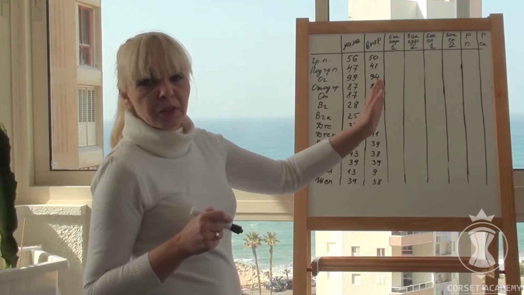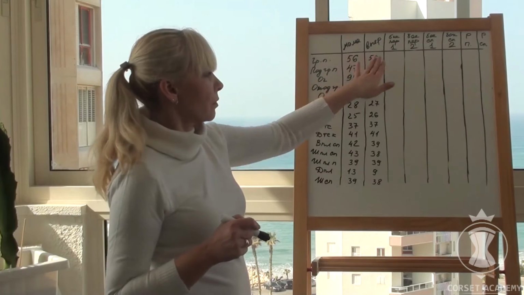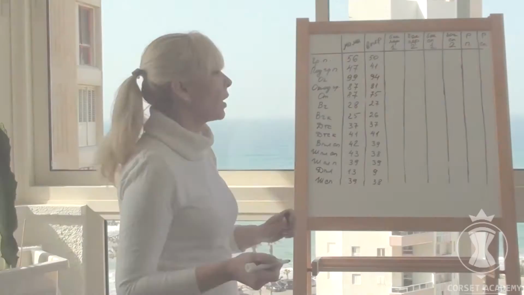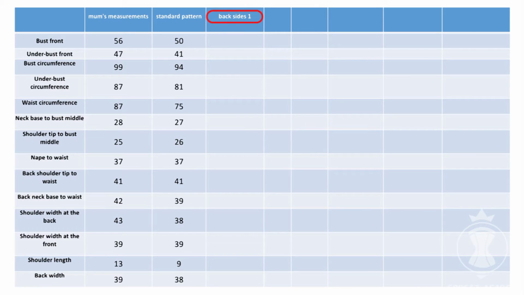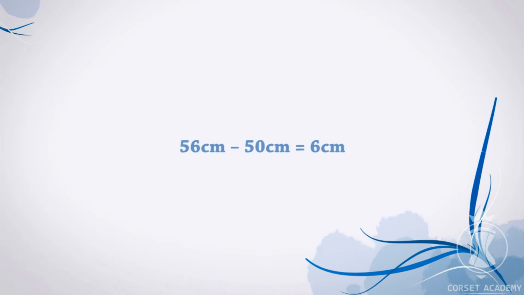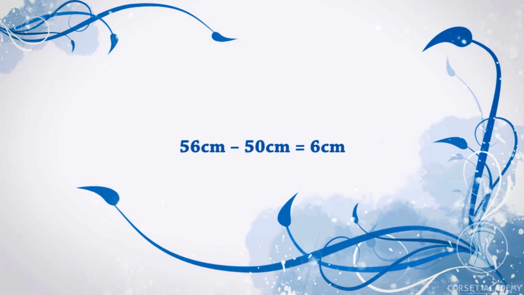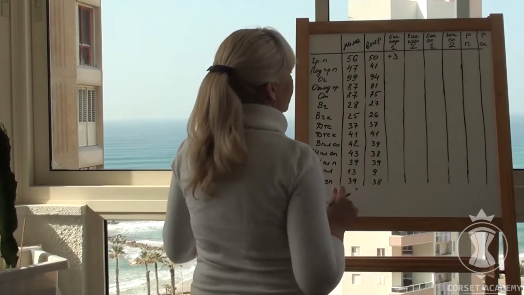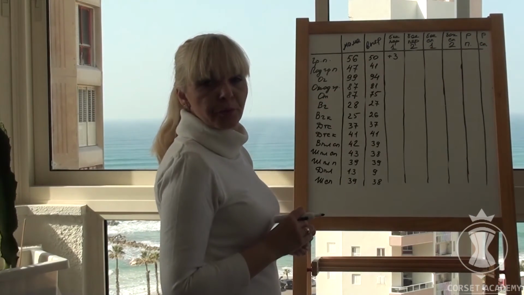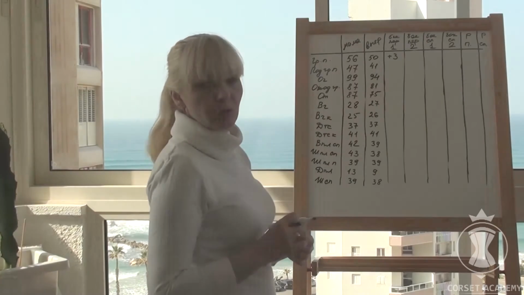Let's start from the front half of the dress. First, I will pre-calculate the configuration of the side seam and write the values under back sides 1, column 3. Now, let's determine the configuration of the side seam. We use the first two measurements as guides. Bust front measurement, 56 centimeters on the client and 50 centimeters on the pattern. 56 centimeters minus 50 centimeters equals 6 centimeters. I divide it in half because there are two sides. Now it's obvious that I need to add 3 centimeters from each side of the pattern.